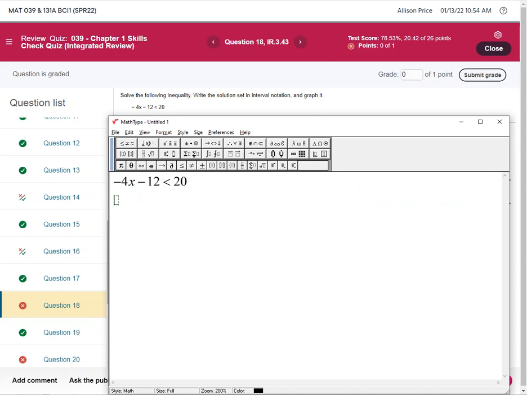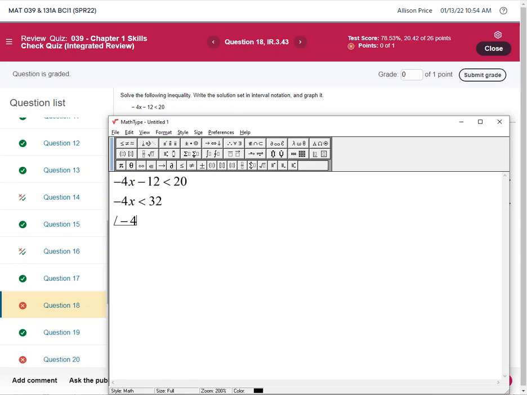So, the first step in solving this inequality would be isolating the variable x. Because there is a negative 4x minus 12, we're going to add 12 to both sides to get rid of this 12. And I can go ahead and simplify this. When I add 12 to both sides, plus 12 and minus 12 cancel, and 20 plus 12 is 32.